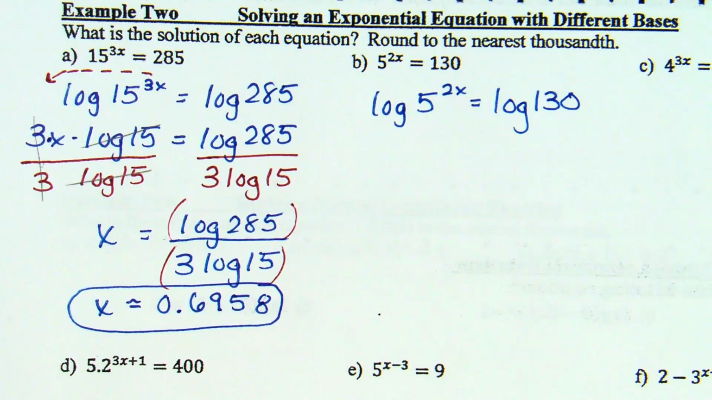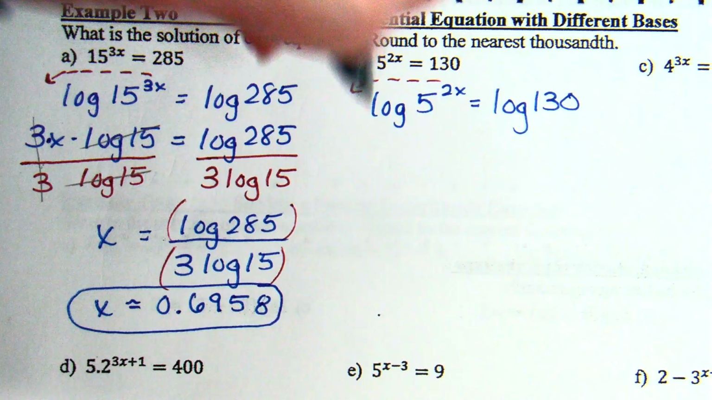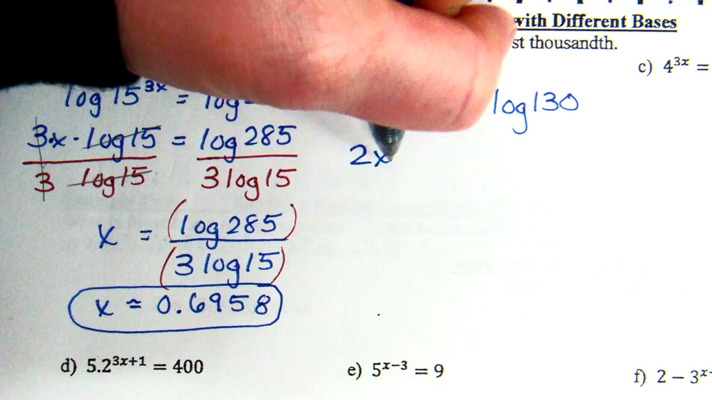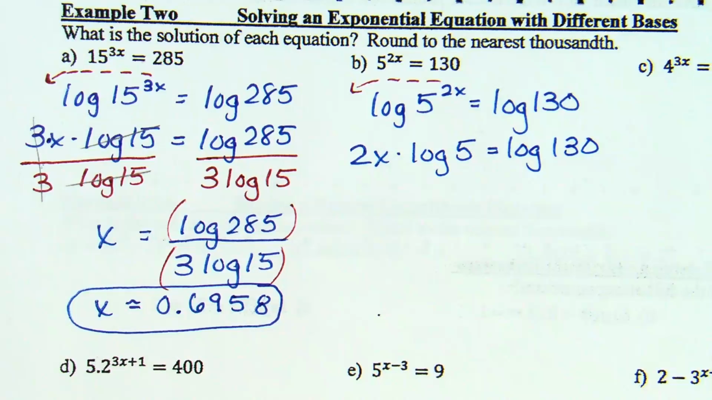And I get it. Some of you guys are going to mix steps in together and everything here. But next official step is that power property he wanted to do a moment ago. So bring that 2x out front. 2x times log of 5 equals log of 130.